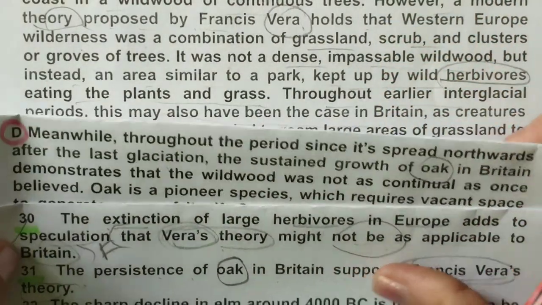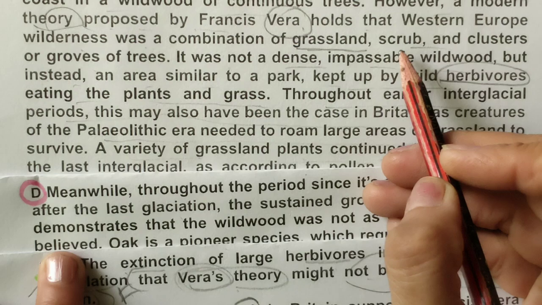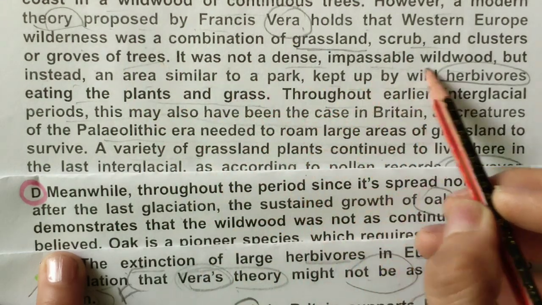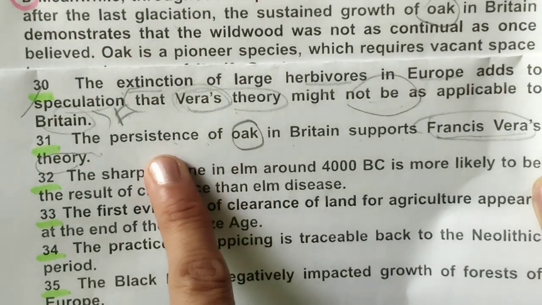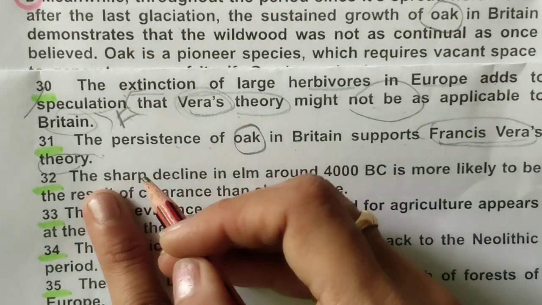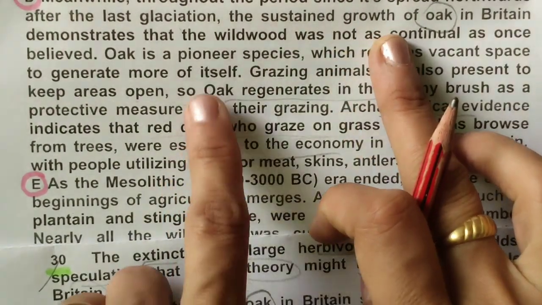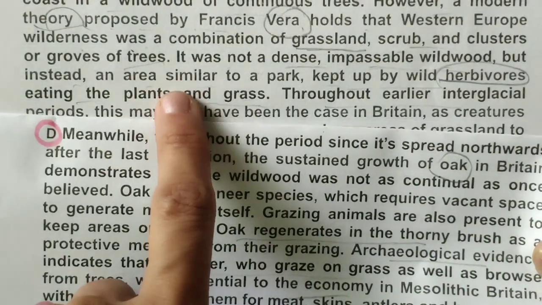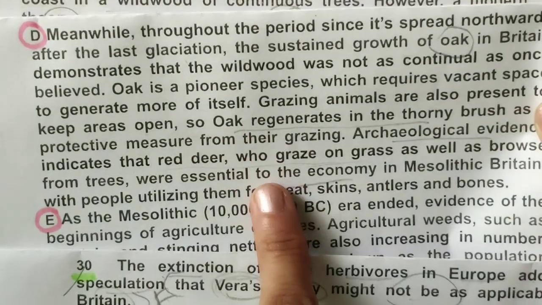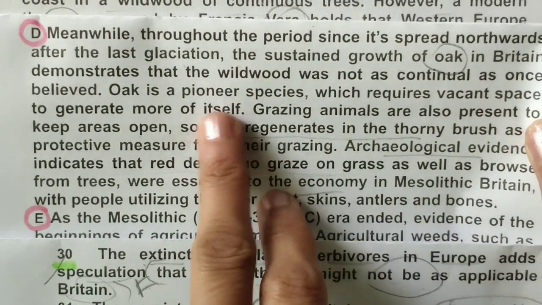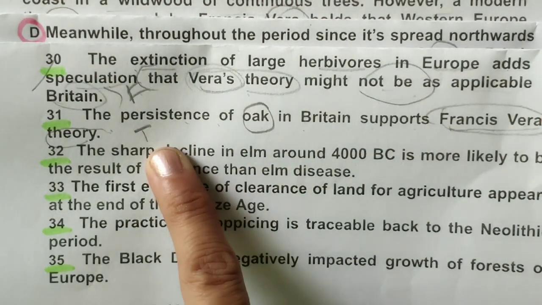But in the previous paragraph, they were talking about a combination of grassland, scrub and clusters of trees, so it was not dense, but everything they are talking about is trees and all. So here we can just mark it: persistence of oak in Britain supports Francis Vera. Okay, true, we can mark it because everything is talking about oak in Britain, and here when Vera was telling something about the combination of grassland and all, so this is grassland, oak, wildland, everything is supporting this sentence, that's why it is true.